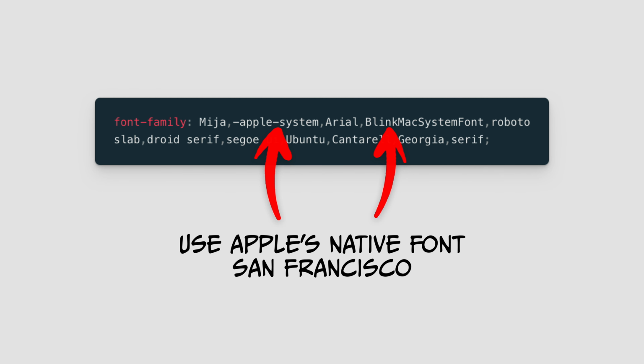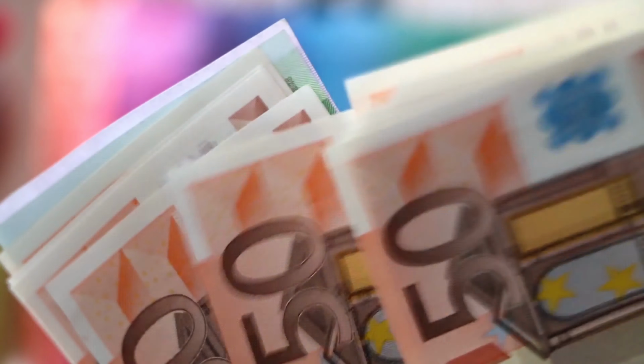I also mentioned San Francisco. This is not a web-safe font, but it is a native font for macOS or Apple. It is not available on Windows or Linux. They have different native fonts and developers can use only one line of code to tell the browser, hey, use whatever is the default native font on the user's operating system. I always recommend this option for body text unless you have a tailor-made expensive font for your website or an app.